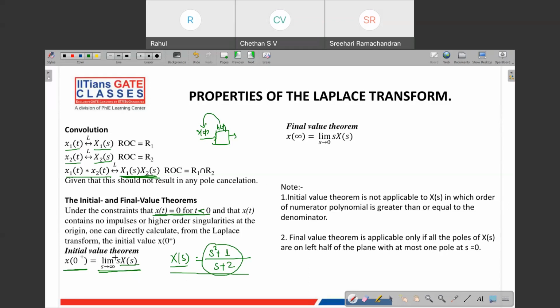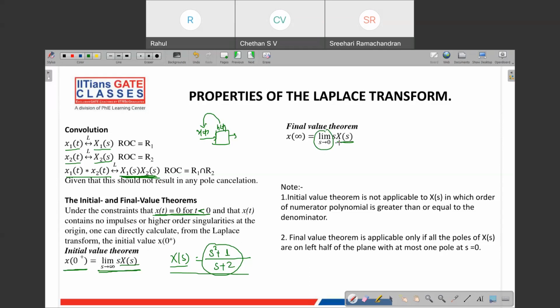Last is the final value theorem. It is similar to this, but here you put the limit as s tending to 0. This final value theorem is applicable only when all the poles of this X of s are on the left half of the s plane.